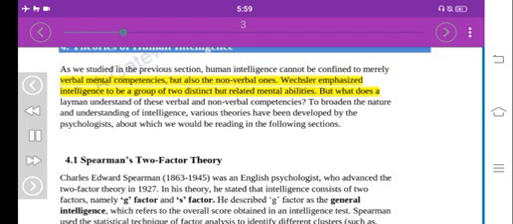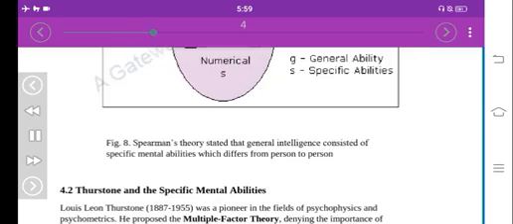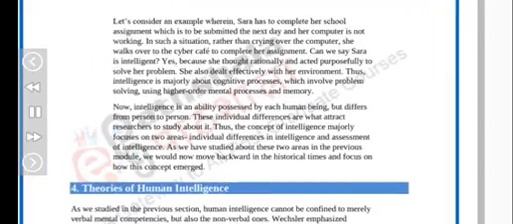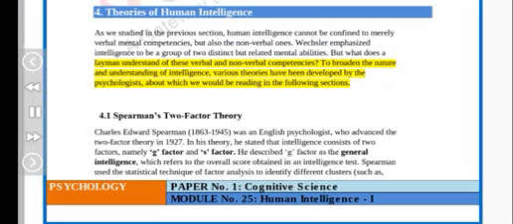Wechsler emphasized intelligence to be a group of two distinct but related mental abilities. But what does a layman understand of these verbal and non-verbal competencies? To broaden the nature and understanding of intelligence, various theories have been developed by the psychologists, about which we would be reading in the following sections.